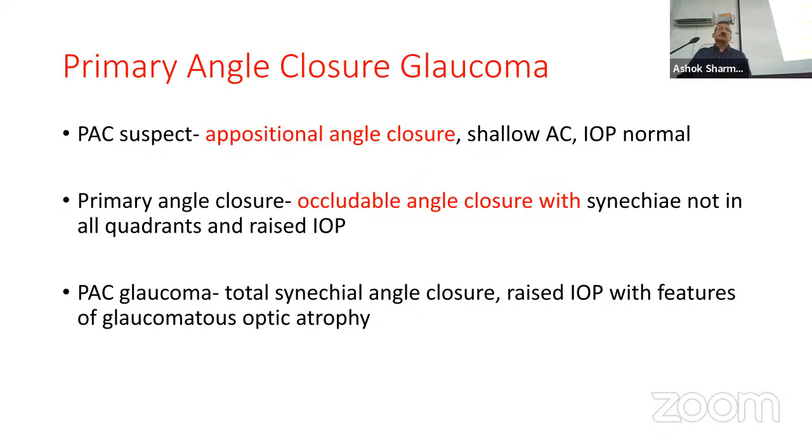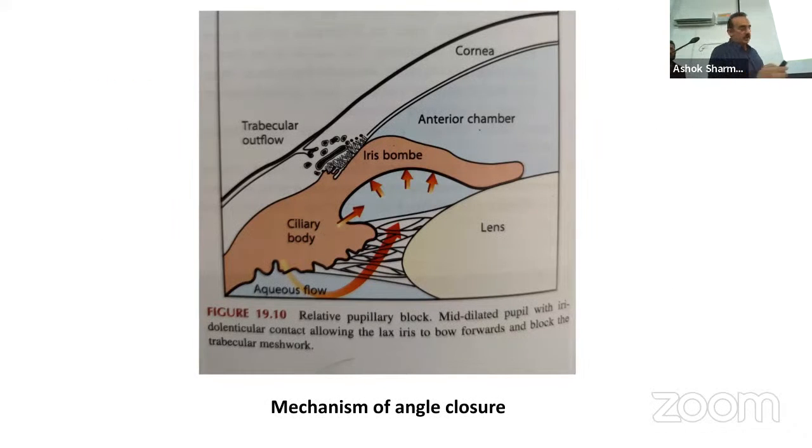In primary angle closure suspects, there is a shallow AC, and intraocular pressure is normal. Or sometimes pressure is raised. Once a patient goes to watch a movie, he is sitting there, and because of less ambient light, there is dilatation of the pupil and the iris occludes the angle. So primary angle closure can be an occludable angle with closure, with synechiae, not in all the quadrants, but there is raised intraocular pressure. In primary angle closure glaucoma, there will be total synechial angle closure, raised intraocular pressure and glaucomatous optic atrophy. These are stages of angle closure glaucoma.